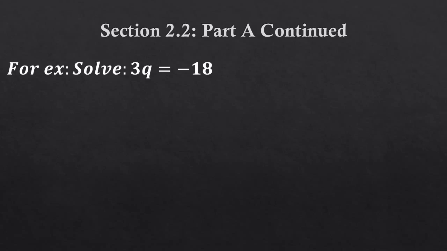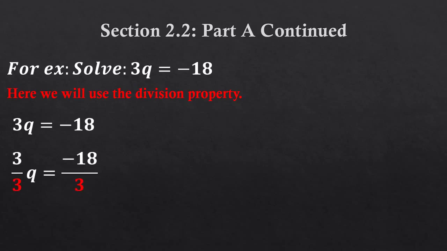Solve 3q equals negative 18. In order to get the q by itself, I need to remove the 3. The only way to do this is to use the division property, which basically says to divide both sides by 3. The 3's on the left hand side cancel, leaving the q by itself, and a negative 18 divided by a positive 3 is a negative 6. So q equals negative 6.